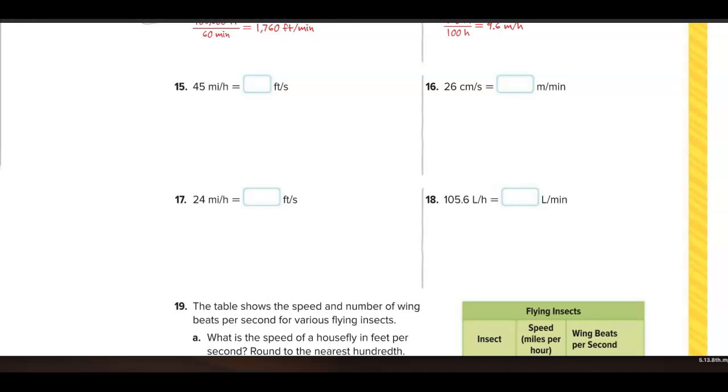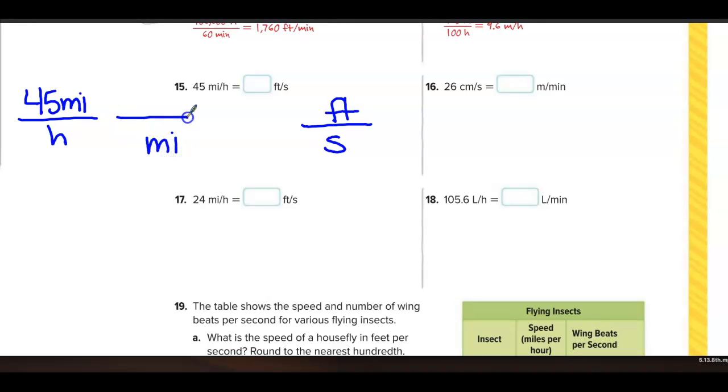Okay, so on number 15, you would write 45 miles over an hour is how many feet per second. I am trying to get rid of both labels, so since miles is on top, I'm going to put it on bottom. I want my top label to be feet, so I'm going to write it on top. There are 5,280 feet in 1 mile.